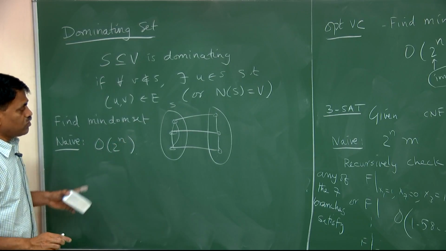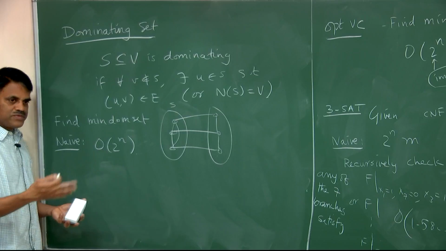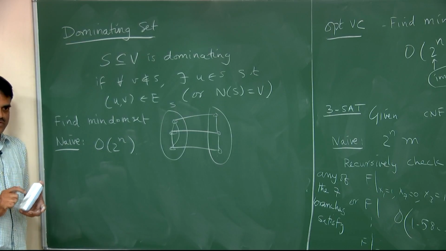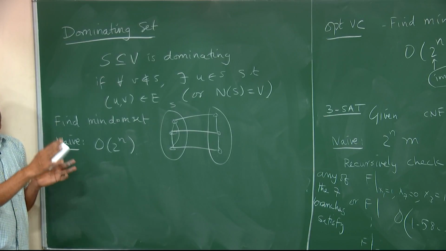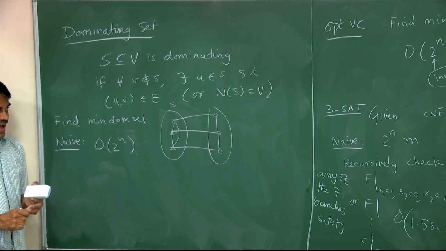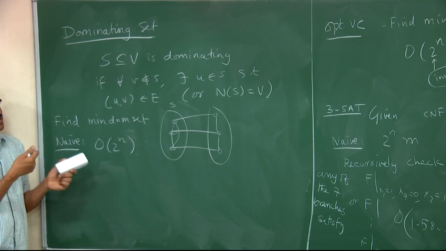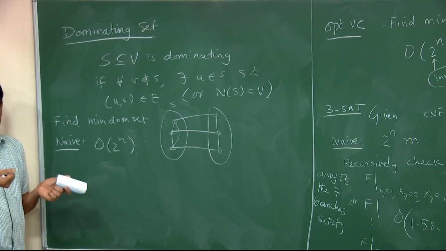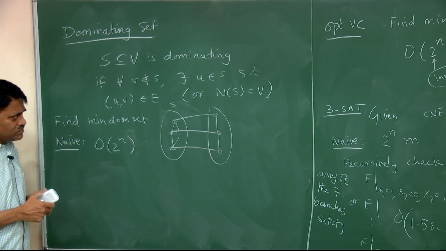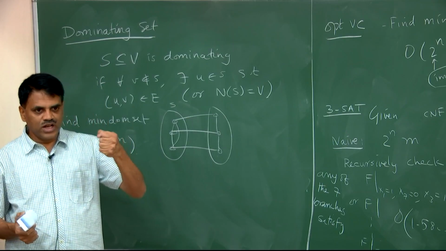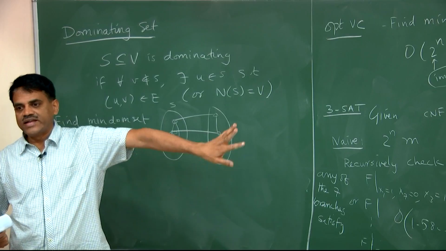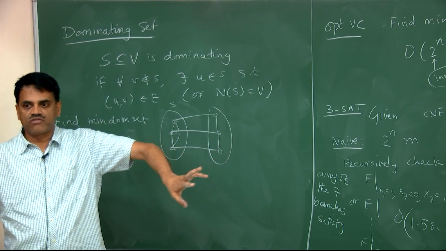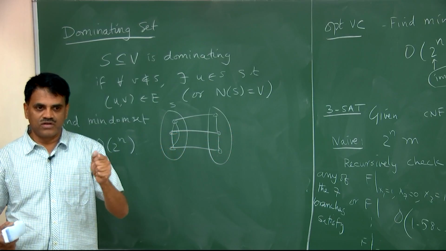Some of these problems, whether you can get something better than 2 power n was an interesting open problem for some time. I'll just give you a simple nice branching algorithm. Unlike vertex cover, branching algorithms for dominating set are not very easy, because once I decide I am going to include a vertex into my solution, in vertex cover I can delete it and work on the remaining graph, but here I cannot. Do you see the difference?